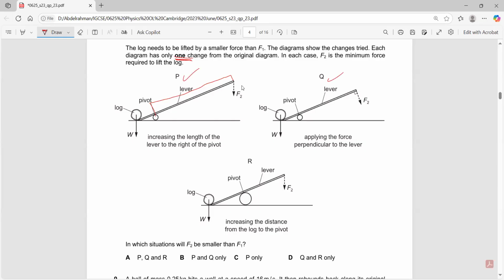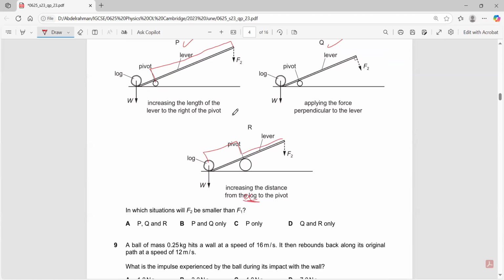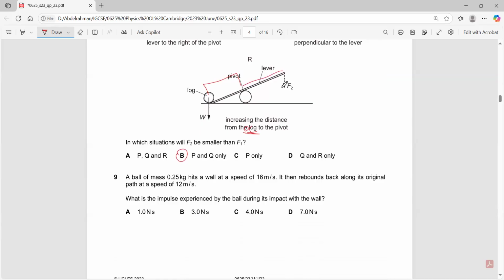So P is correct, Q is correct. Increasing the distance from the log to the pivot, if I increase this distance, would it be easier for him to pick up this log? No, it wouldn't. This would be a wrong answer. Actually we need to increase this distance as in P. So only P and Q are correct.